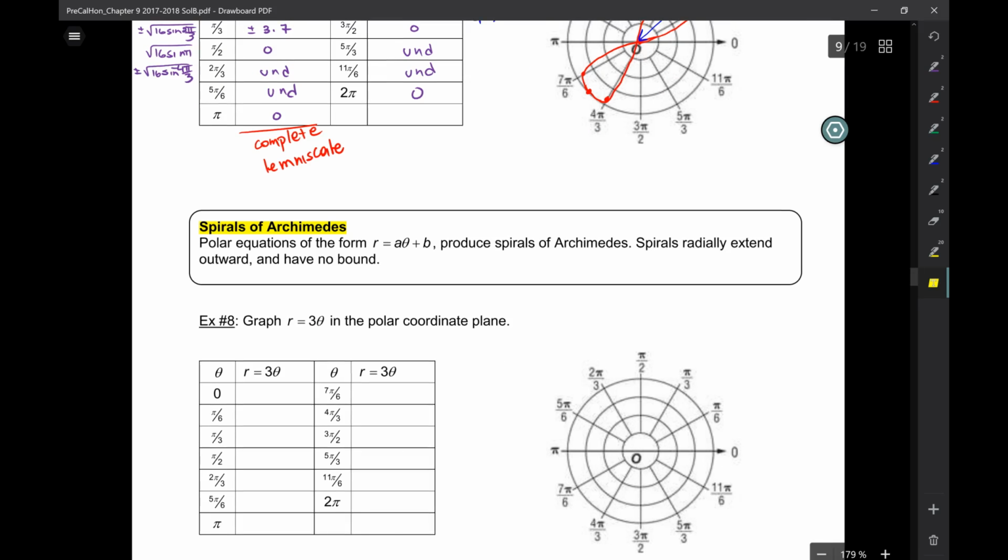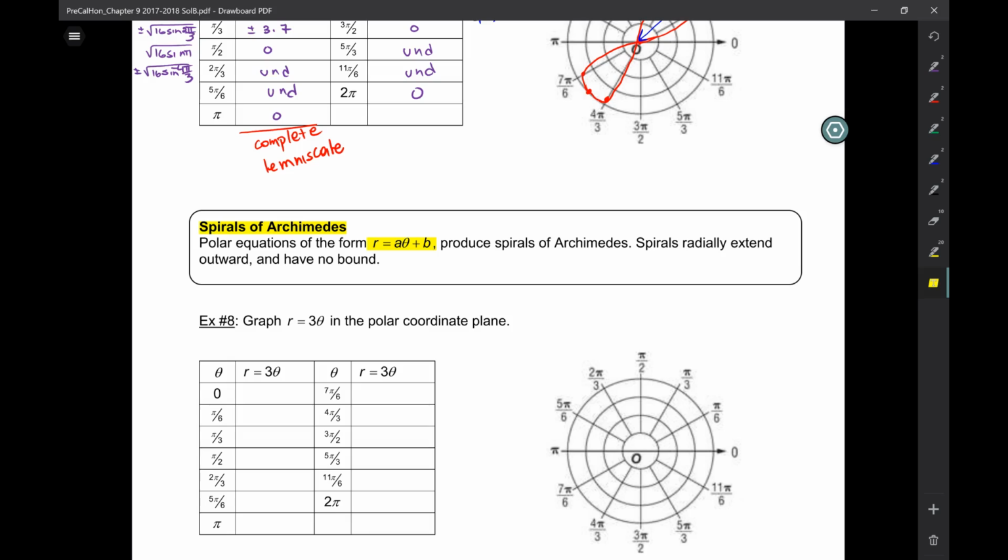These have polar equations of the form r equals a theta plus b. There is no sine or cosine. It's just a theta plus b. So let's just think about this. Theta starts at 0 and increases, right?